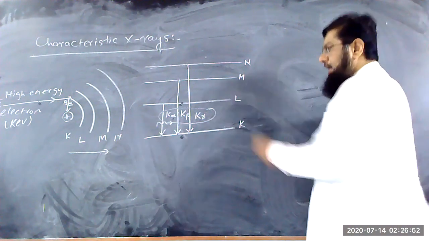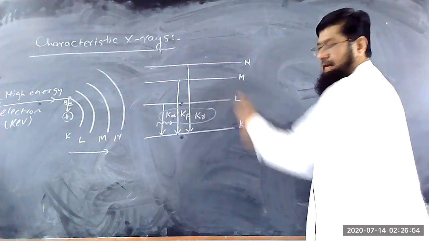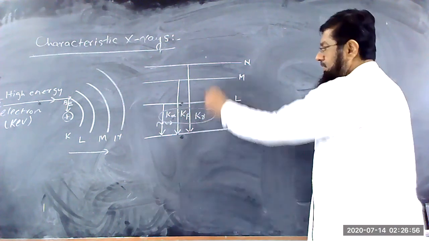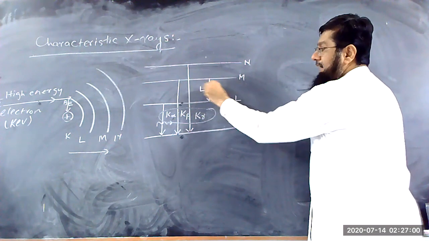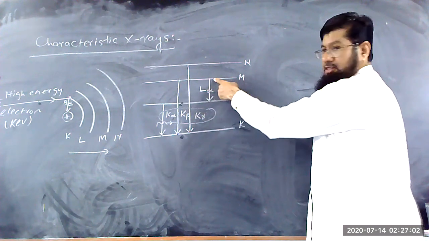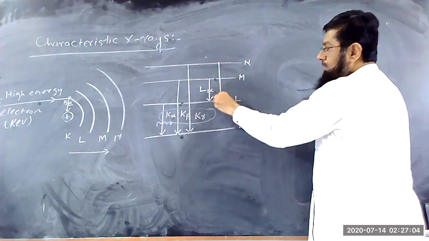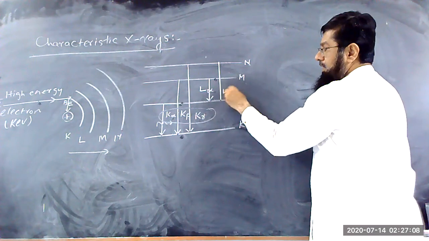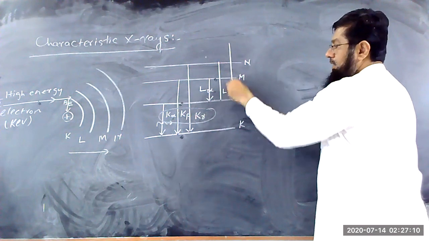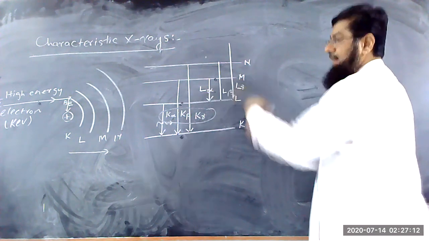Similarly, if the electron is emitted out from the L shell, then the deficiency can be filled by the M electron, and we call it L alpha. Alpha means next, beta means not next but after next. So this is called L beta. Similarly L gamma. So this is known as the L series.